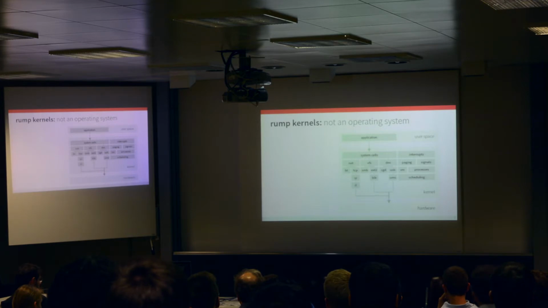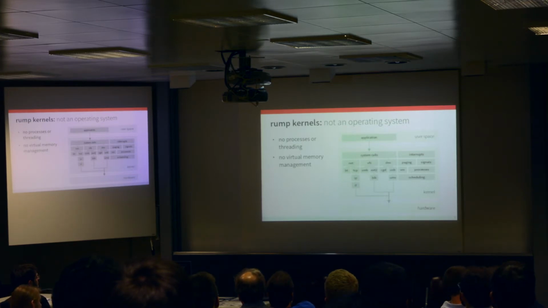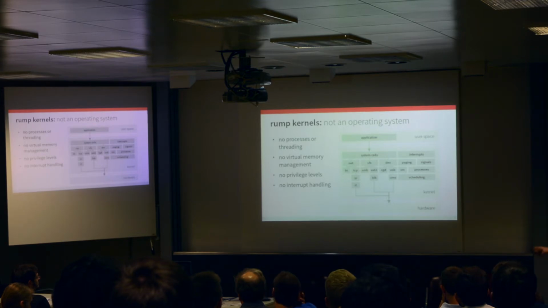In Rump kernels, we get rid of some of this stuff. There are no processes and no threading. There's no virtual memory management, so there's no code that deals with MMUs or paging or any of this. There are no privilege levels, so we don't need the separation between user space and kernel or user accounts and so on. And there's no interrupt handling in the Rump kernel either. So we basically get rid of all this stuff.